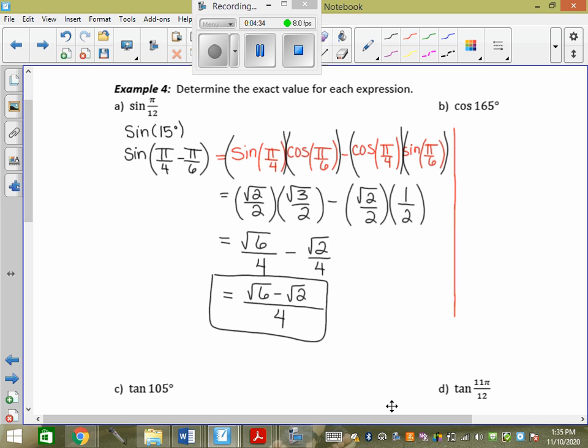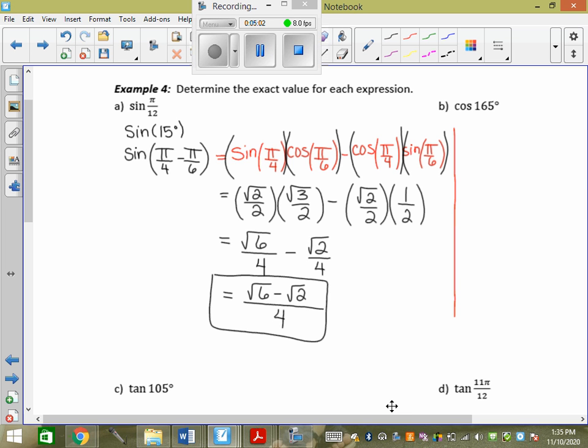Now type that into your calculator. Make sure you type the top in brackets if you're not using alpha y equals enter. So currently you should have sine of pi over 12 in your calculator in radian mode and get a decimal. And now you should be typing in root 6 minus root 2 over 4. What happened? They're the same. They should be the same decimal, right?